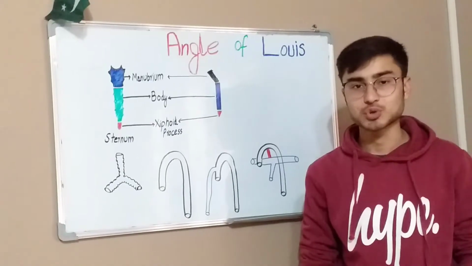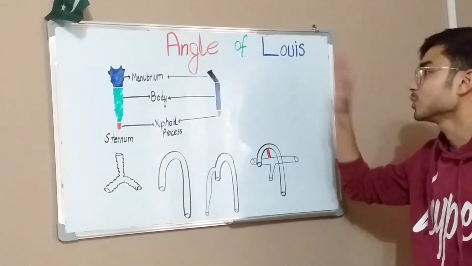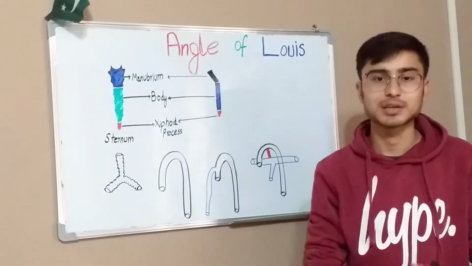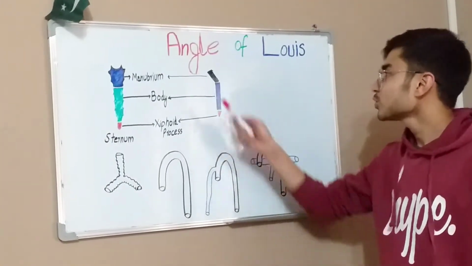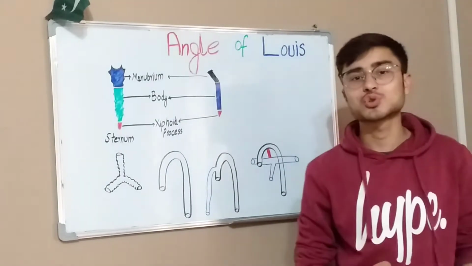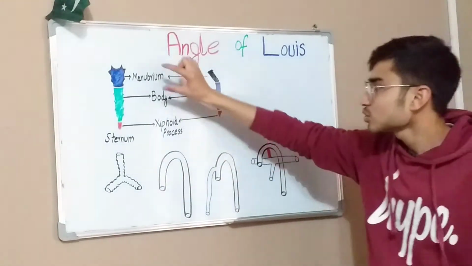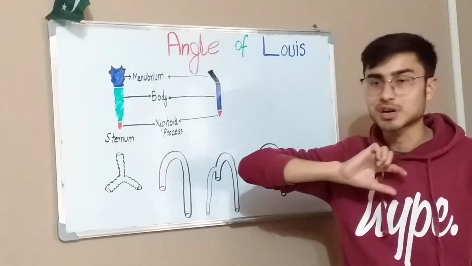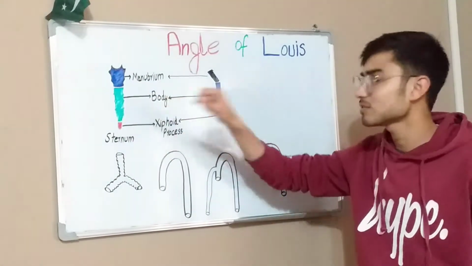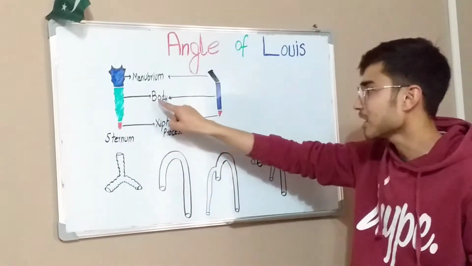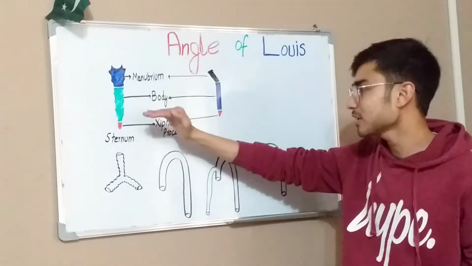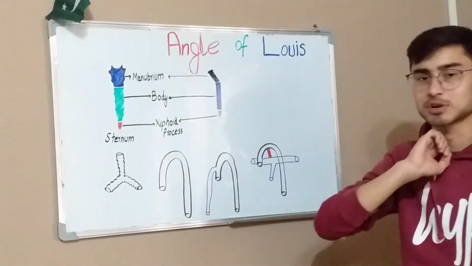In this lecture I'm going to explain the angle of Louis, or the sternal angle. In order to know about the sternal angle, first of all you should know the very basic anatomy of the sternum. The superior-most portion of the sternum is called what? The manubrium, and then we have the middle portion of the sternum, that is called the body of the sternum, and the inferior-most portion is called the xiphoid process.